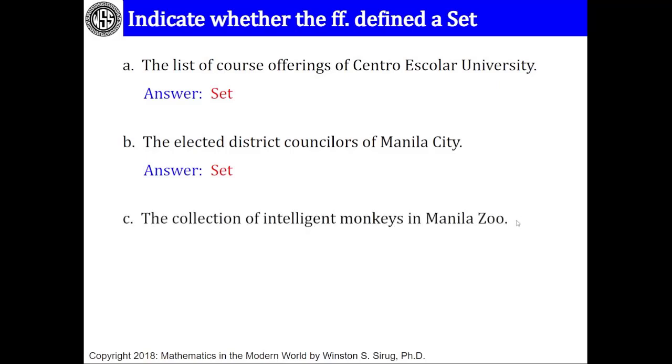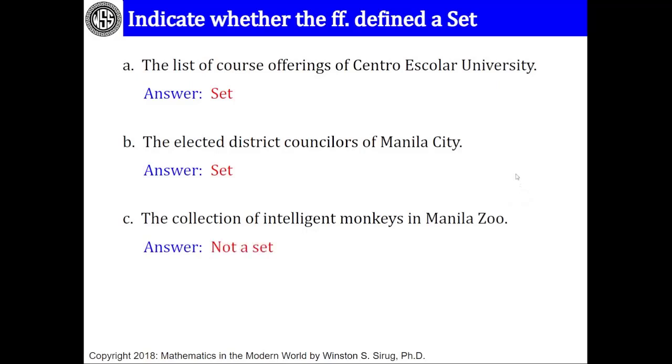So, next, the collection of intelligent monkeys in Manila Zoo. Is it a set or not a set? Set po. Not a set. O, may nag-not a set, may nag-set. Tamang sagot. It is not a set.